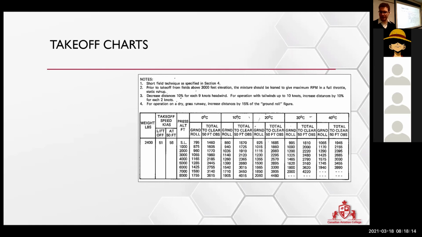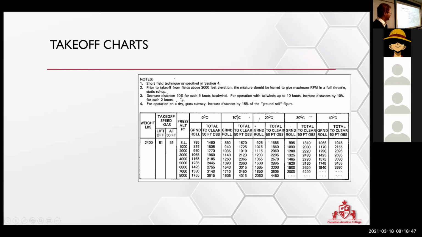Cool. So this is what a takeoff chart looks like. You should always start by reading from the very top. So you have your notes over here. This is for a short field technique. Prior to takeoff, above about 3,000 feet, the mixture should be lean. That's a very good note for us to read. It gives you a maximum RPM in a full throttle static run. So make sure we do that.